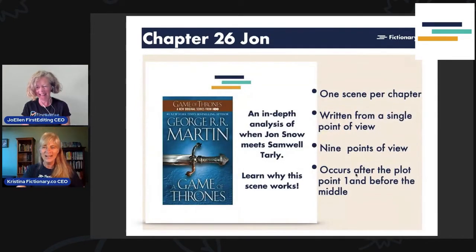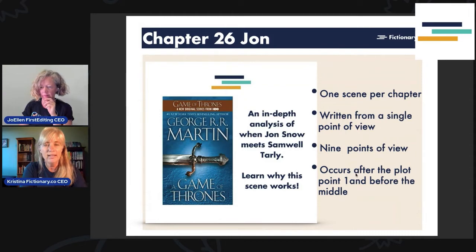Okay, so now we get to the nitty gritty. We're going to look at chapter 26, which is scene 27 within Game of Thrones, the first book, Song of Ice and Fire. And we're going to do an in-depth analysis. This is the scene where Jon Snow meets Samwell Tarly, if any of you know the book. So there is a bit of spoiler alert in here, of course. But it's old enough, and it was on TV or Netflix or whatever, so most people know the story. But what we're looking at, so Martin wrote this book.